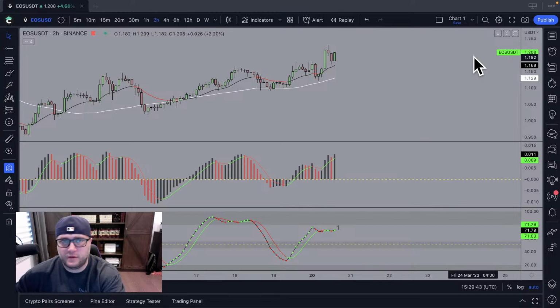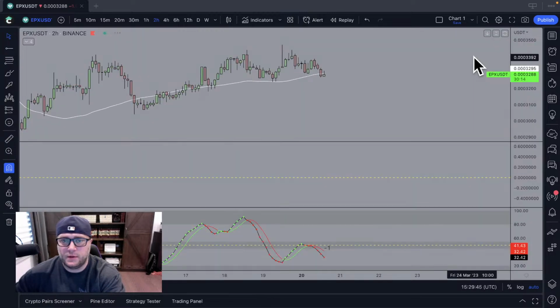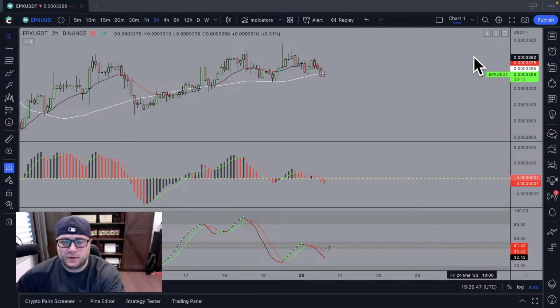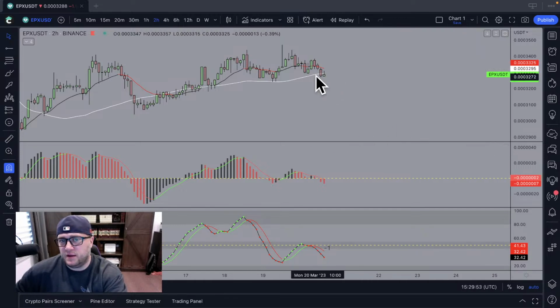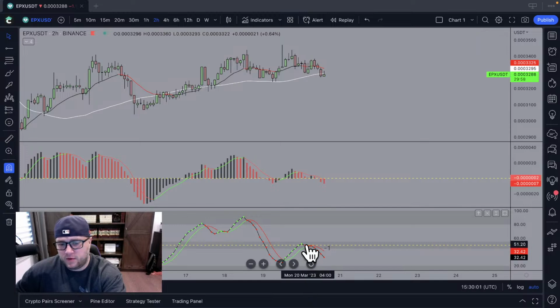EOS. Nice little pumpity pump. EXP. Man, see, this is the one that you could take all day long. You went negative, but you know that you're not staying there because your momentum is downwards. Your momentum started turning red.